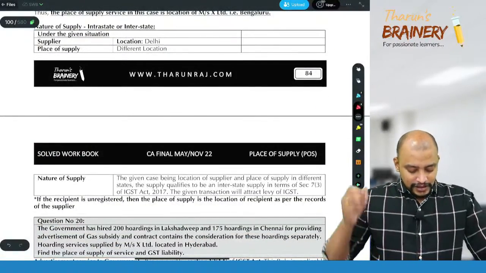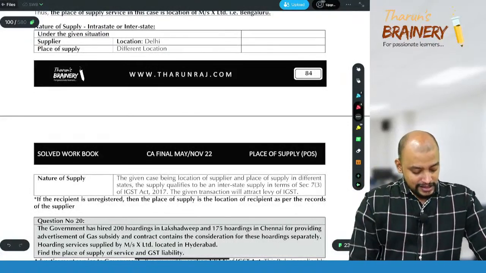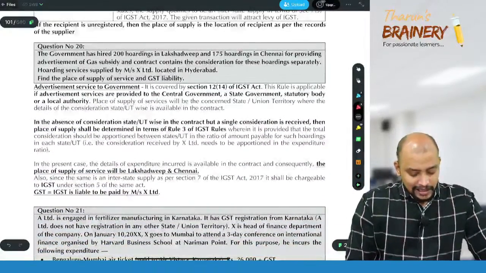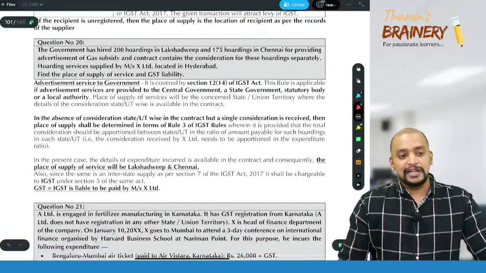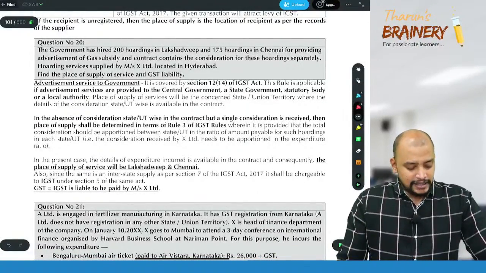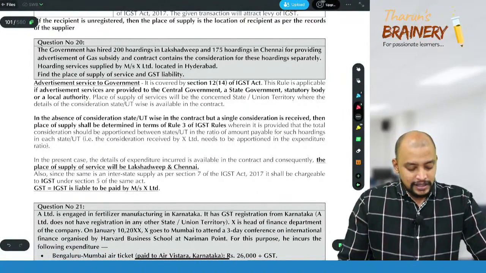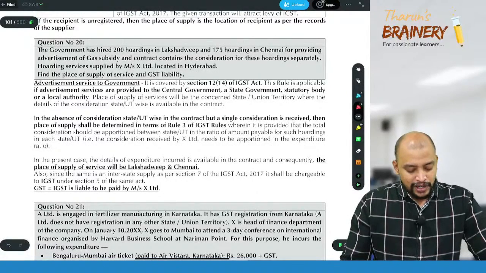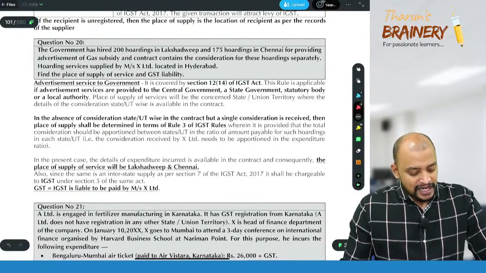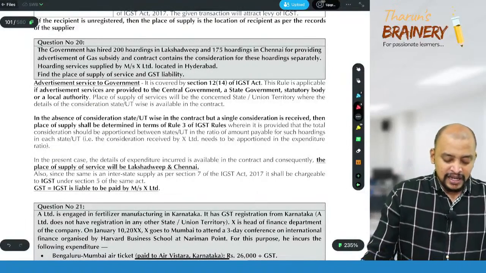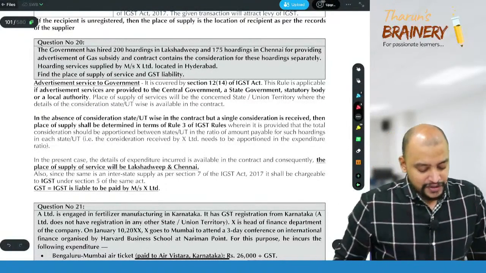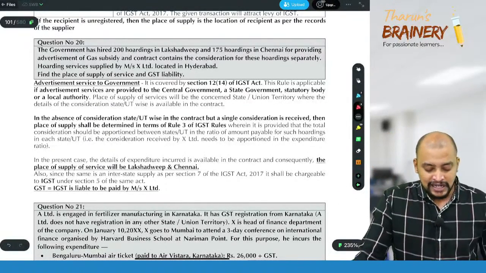Then next, question number 20. Question number 20. The government has hired 200 hoardings in Lakshadweep and 175 hoardings in Chennai for providing advertisement of gas subsidy, and the contract contains a consideration for these hoardings separately. Hoarding service supplied by Messrs.